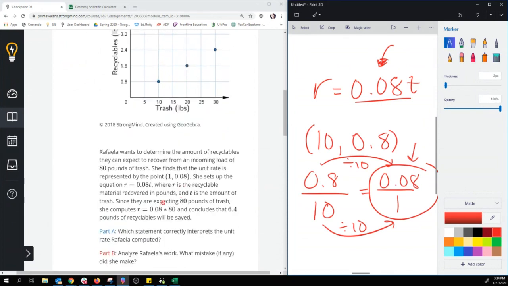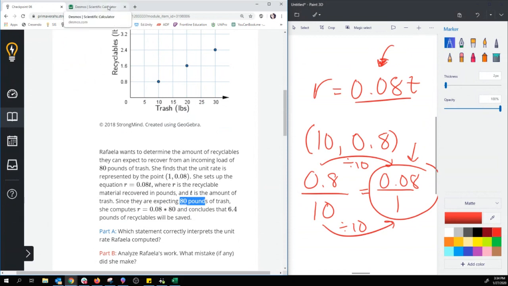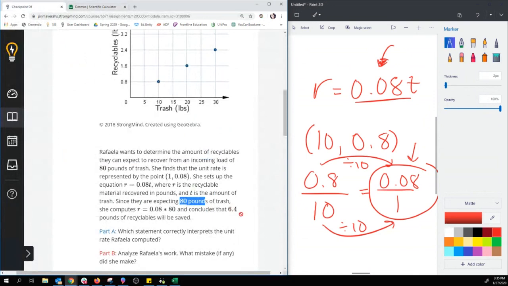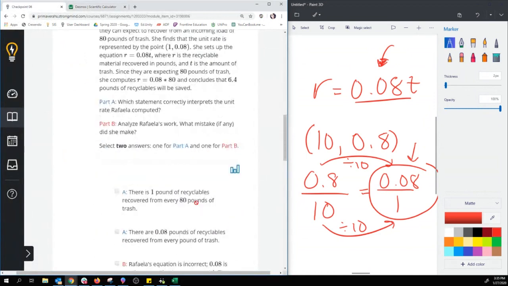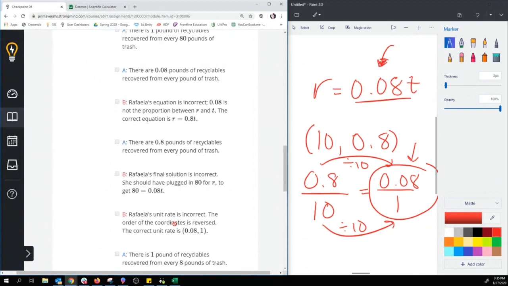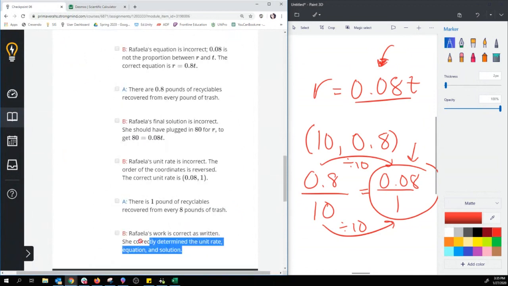So that works out. So she's good there. The next one says that they're expecting 80 pounds of trash, T. So she takes that 0.08 and multiplies it by 80. That's the next thing we're going to check. So 0.08 and multiplies it by 80. I get 6.4. She also got 6.4. So it looks like she did everything correctly. So that is B.